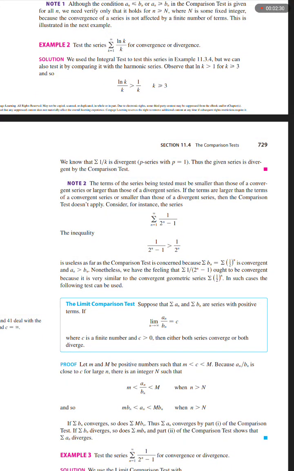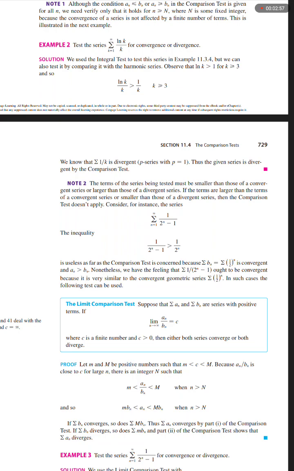Example 2. Test the series, the sum from k equals 1 to infinity of the natural log of k over k, for convergence or divergence. Solution: we used the integral test to test this series in Example 11.3.4, but we can also test it by comparing it with the harmonic series.